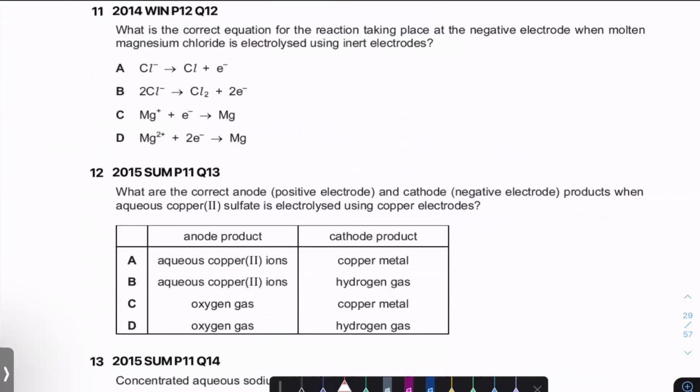What is the correct equation for the reaction taking place at the negative electrode when molten magnesium chloride is electrolyzed? नेगेटिव इलेक्ट्रोड की बात कर रहे हैं तो इसका मतलब है पॉजिटिव आयंस की बात हो रही है. लेट्स सी, हमारे पास मोल्टन मैग्नीशियम क्लोराइड है तो मैग्नीशियम आयंस होंगे और क्लोराइड आयंस होंगे, और मोल्टन है तो यू डोंट हैव वाटर, सो दिस इज द ओनली पॉजिटिव आयन दैट गोज टू नेगेटिव इलेक्ट्रोड. So magnesium gains 2 electrons to make magnesium. D is the answer.